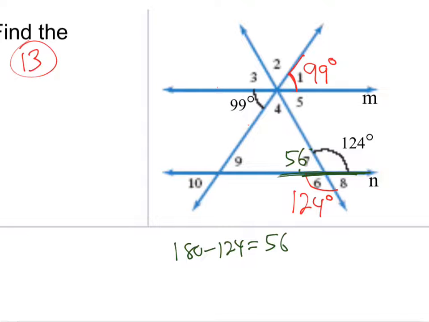Now what? Can we get angle 8? It's got to be the same thing. Diagonal again, called vertical angles. Got to be 56. Okay. What now?